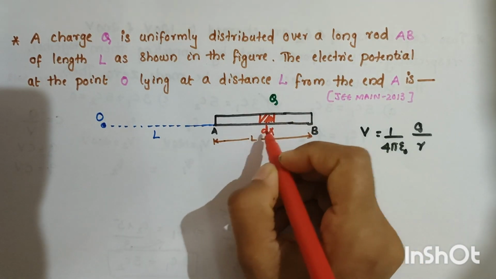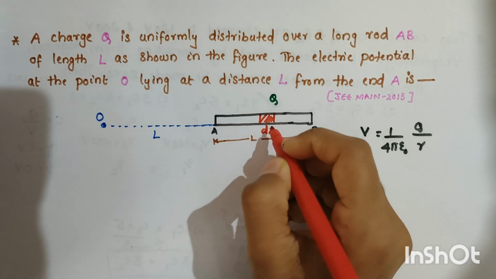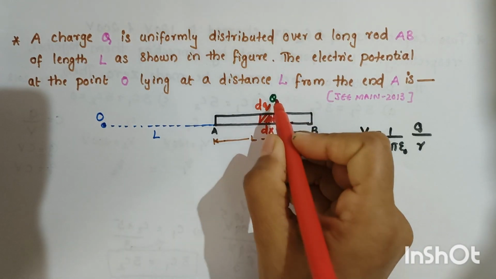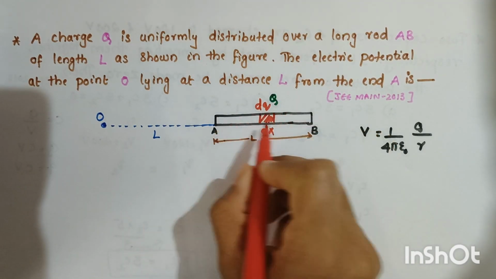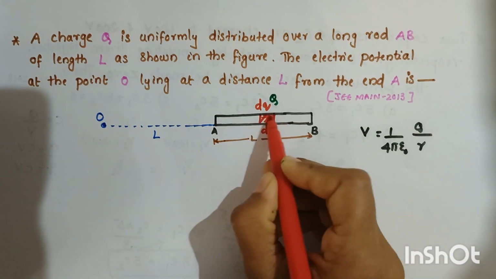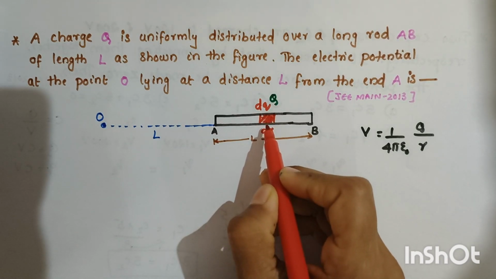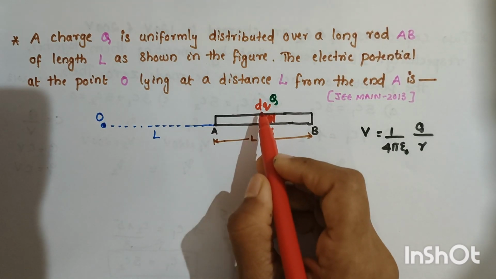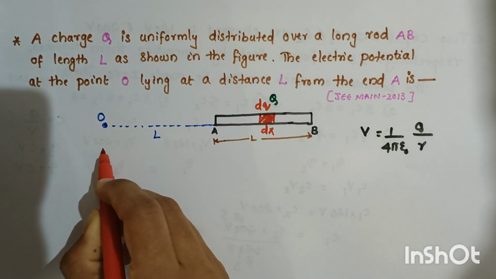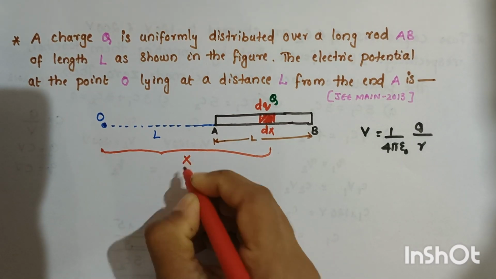This length dx of the rod AB will contain some charge. I am taking the charge as dq. Q is the total charge which is distributed everywhere on this rod AB. I have taken a very small line segment dx. dx is the length of this line segment which has some charge dq in it. Then I am taking the distance to this point O from the small line segment as x.